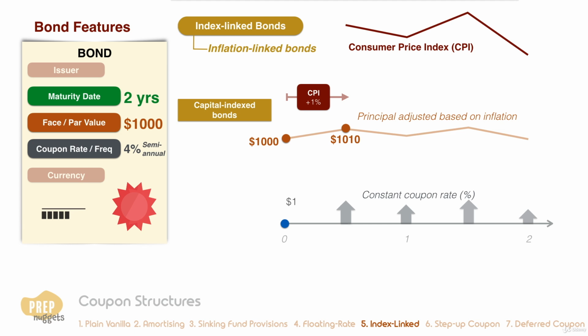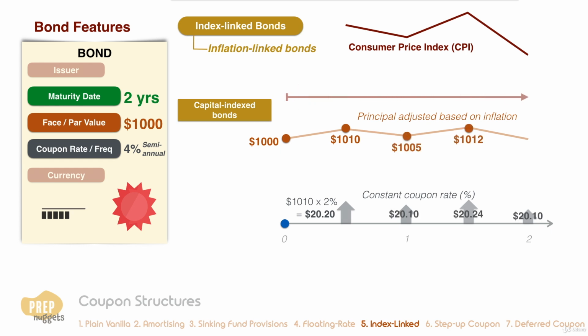The coupon payment for this period will be half the fixed coupon rate, which is 2% of $1,010. A coupon of $20.20 is paid out. This continues for the rest of the payments. At maturity, if the total change in the Consumer Price Index is just 0.5%, the principal is adjusted to $1,005. This amount is paid to the bondholder plus the last coupon payment.